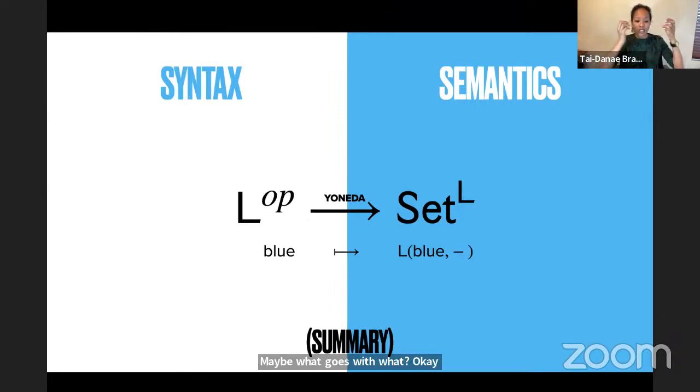Then we passed from that category to the category of copresheaves on it. That's what I'm thinking of as semantics. That's where the meaning is, in this Yoneda-type sense. Every expression on the left corresponds to a representable functor on the right. That functor just picks out the context of that word, or all expressions that contain that word.